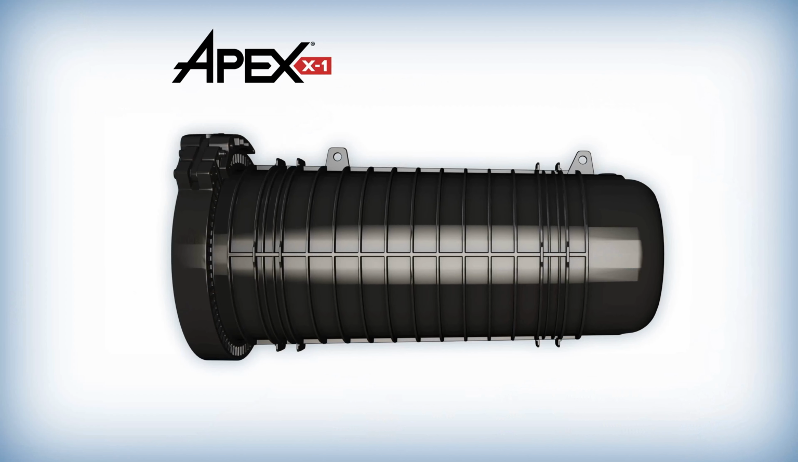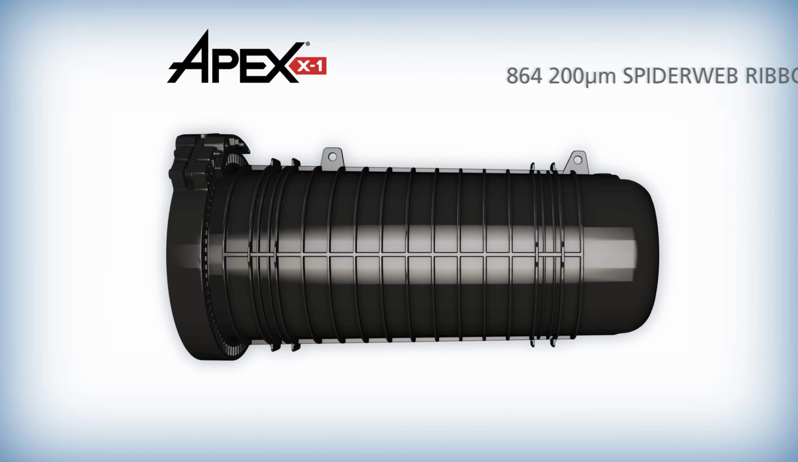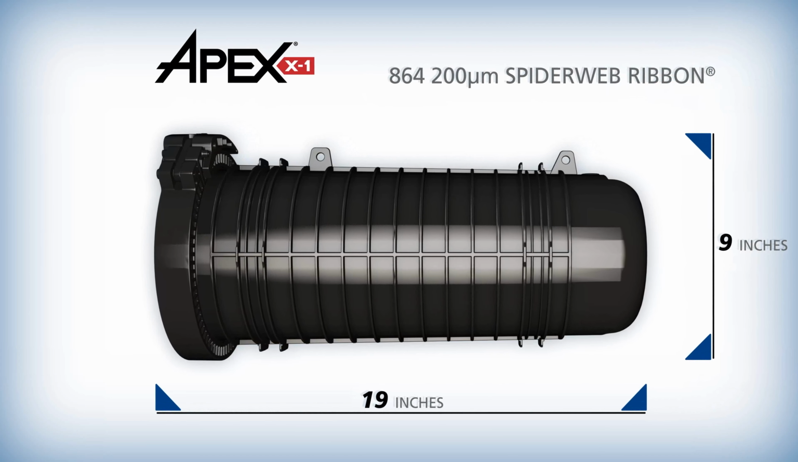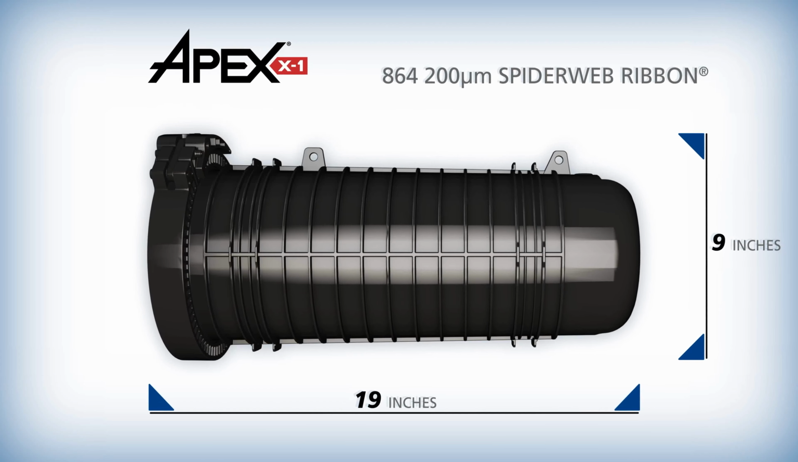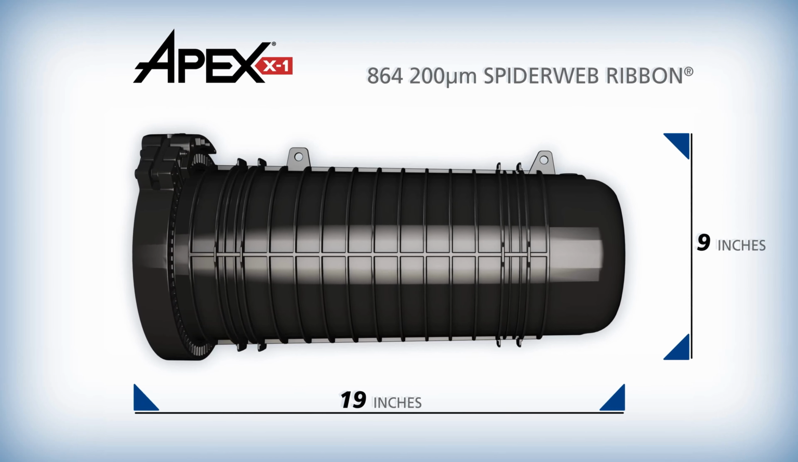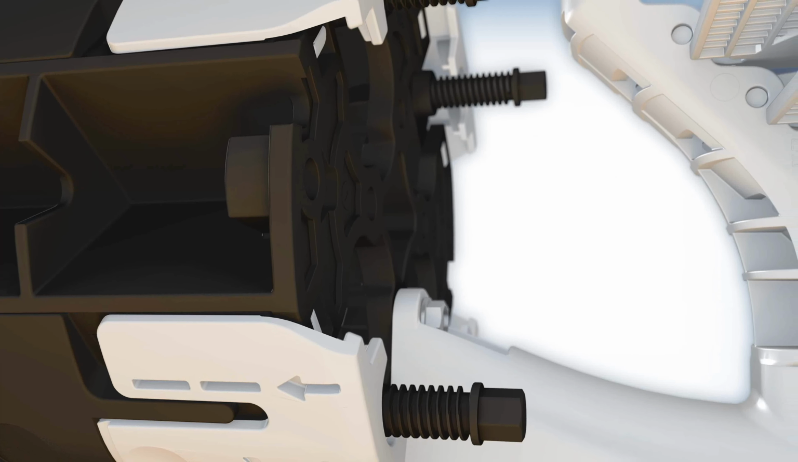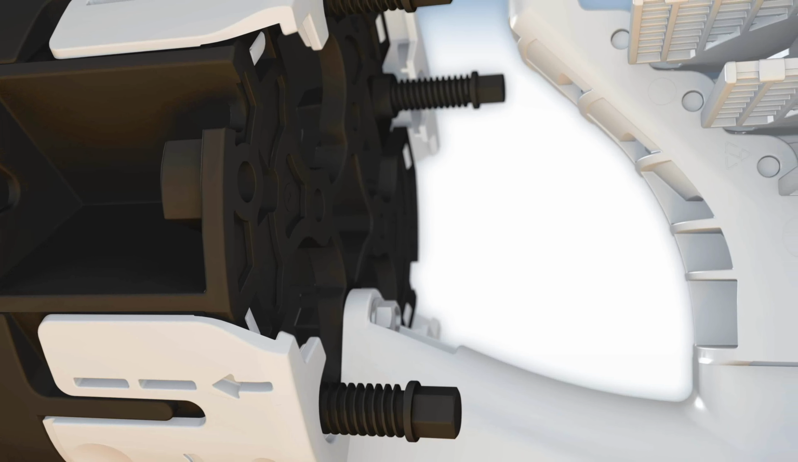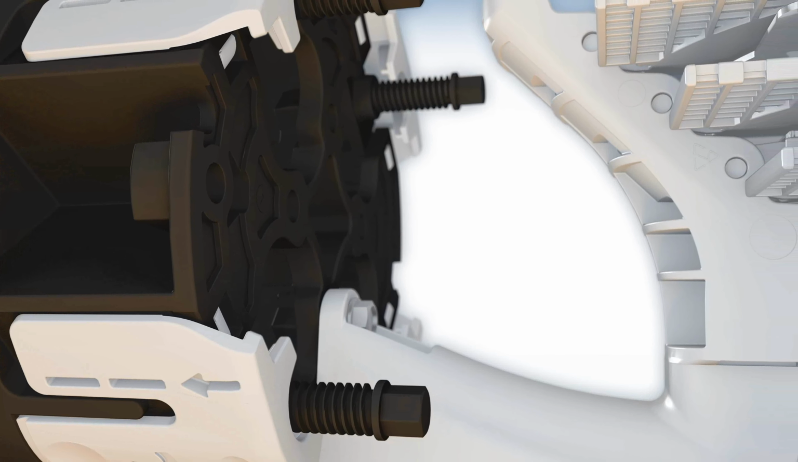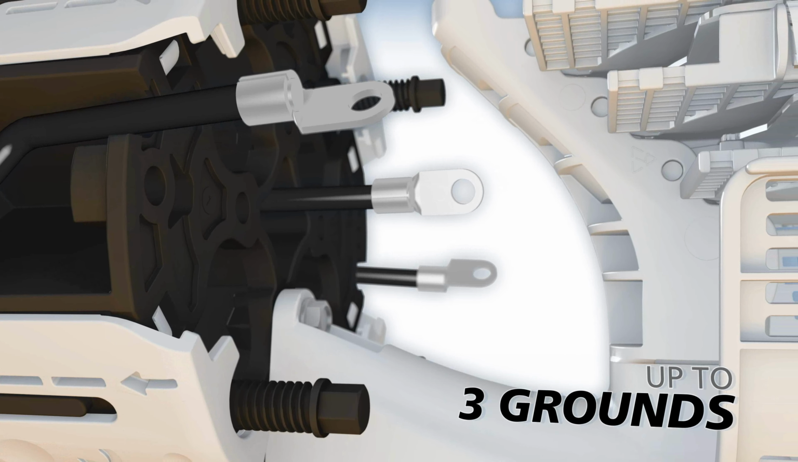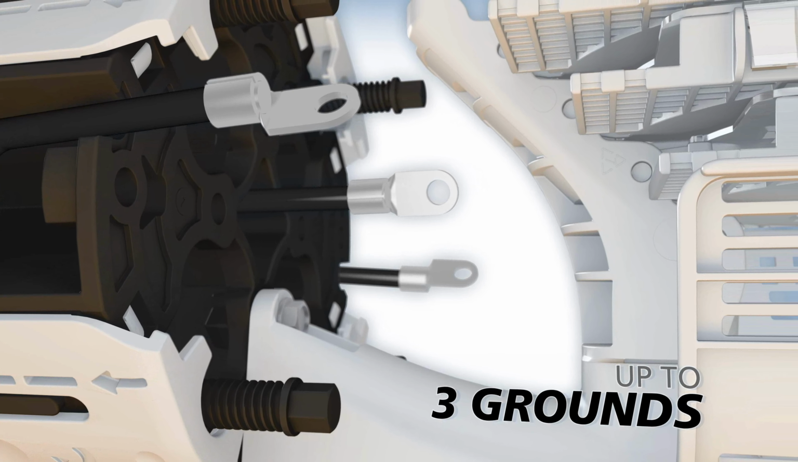Coupled with AFL's wrapping tube cable powered by spiderweb ribbon technology, the Apex X1 can also accommodate 864 fiber splices in a 9-inch diameter, 19-inch long dome. The Apex X1 can be configured with as few as 0 grounds for installation of ADSS cables, or as many as 3 grounds, each with its own isolated ground stud external to the Apex splice closure.